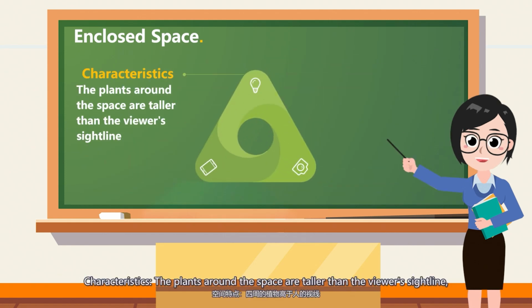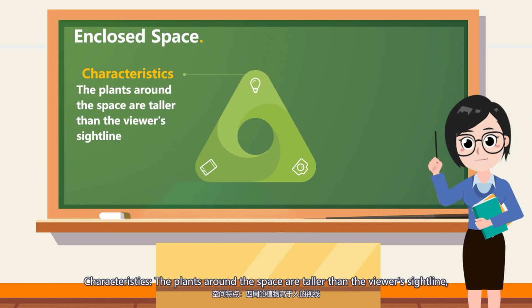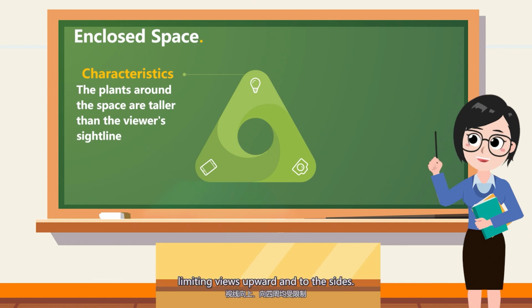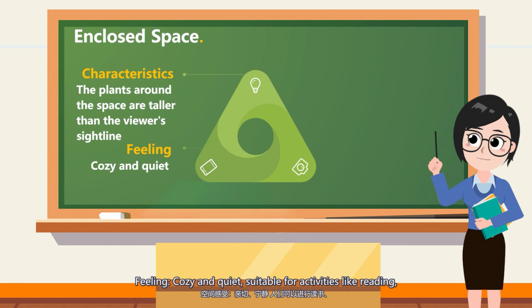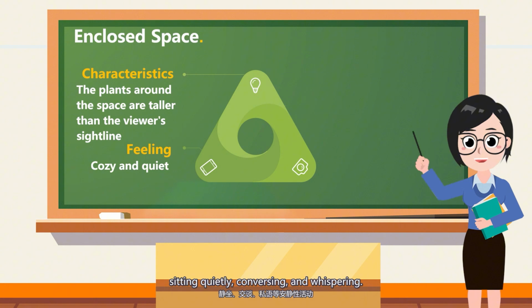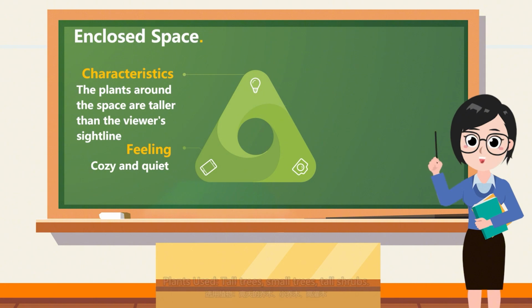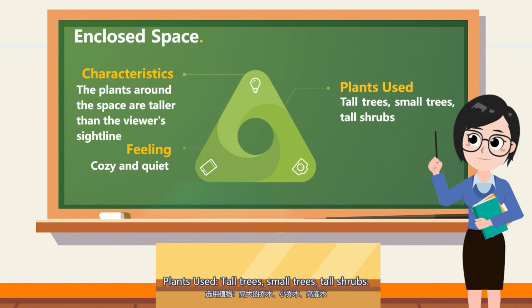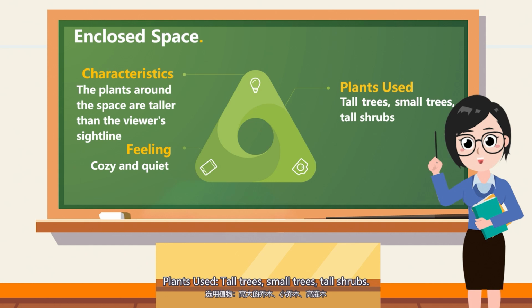The plants around the space are taller than the viewer's sightline, limiting views upward and to the sides. Feeling: cozy and quiet, suitable for activities like reading, sitting quietly, conversing, and whispering. Plants used: tall trees, small trees, tall shrubs.